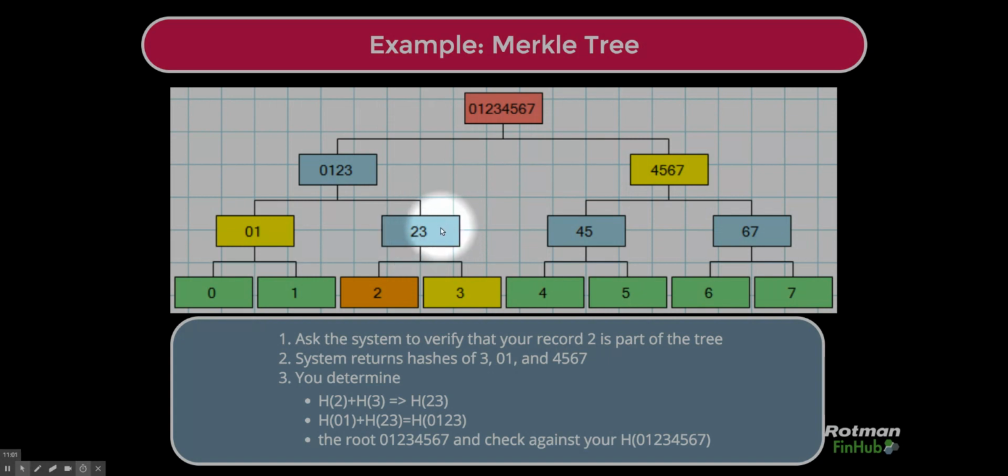Once you have the hash of 2 and 3, and you have been given the hash of 0 and 1, you can combine the two, take the hash, and compute the hash of 0, 1, 2, and 3. You've also been given the hash of 4, 5, 6, 7, and then you can just combine these two together and check if indeed the output is the hash of the Merkle tree, which is what you have.